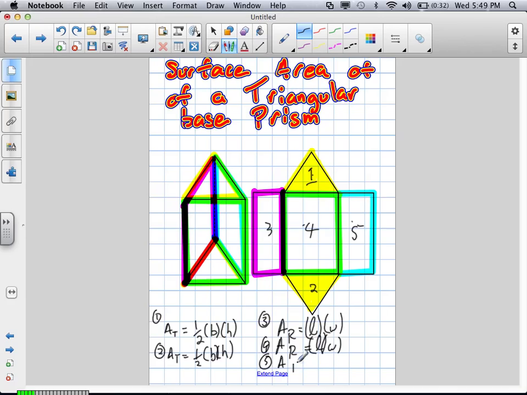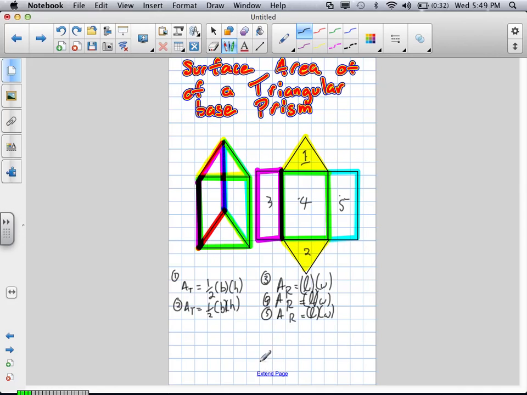And area of a rectangle equals length times width. Okay, so overall, that's how you find these. And you're going to have to add all of these together. What they tried to do is they tried to simplify this to make this a much simpler formula for you, but it actually looks complex. So let's break it down ourselves.